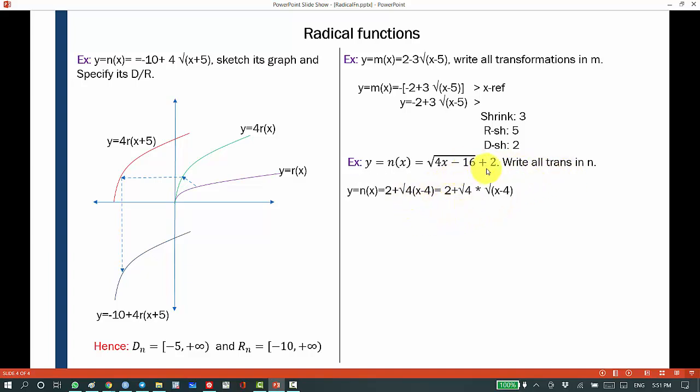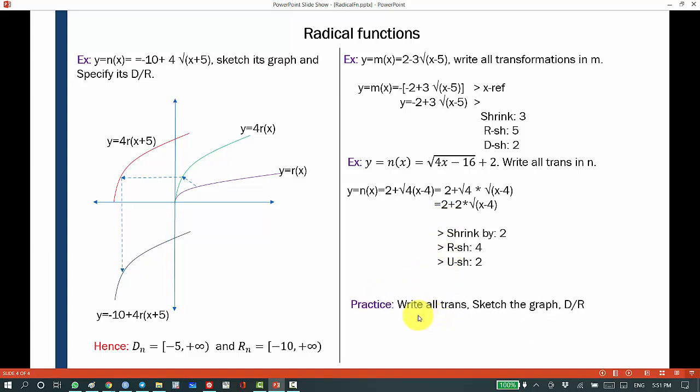Furthermore, consider the function n of x, 4x minus 16 plus 2, and write all transformations. Taking 4 as a common factor, we get 2 plus square root of 4 times square root of x minus 4. One step ahead, 2 plus 2 times square root of x minus 4. As a result, the shrink factor is 2. Right shift is 4 units. And upward shift is 2 units.